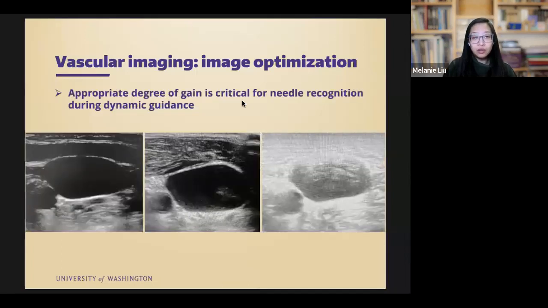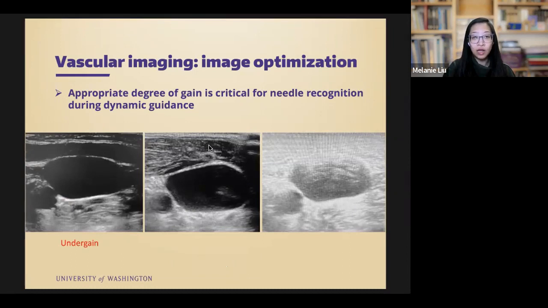In terms of other things for image optimization, an appropriate degree of gain is really critical to be able to recognize your needle tip during dynamic guidance. If you're under gain, here you can see everything's just kind of black. Because you're under gain, what's vessel, what's not? Is it soft tissue, is it not? Once you increase the gain to an appropriate level, you can see everything overlying this, and this is the same image, just different gains.